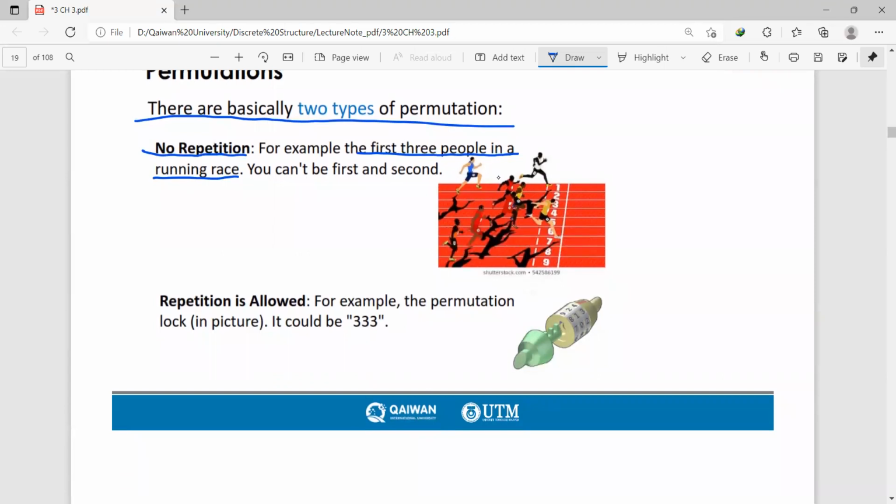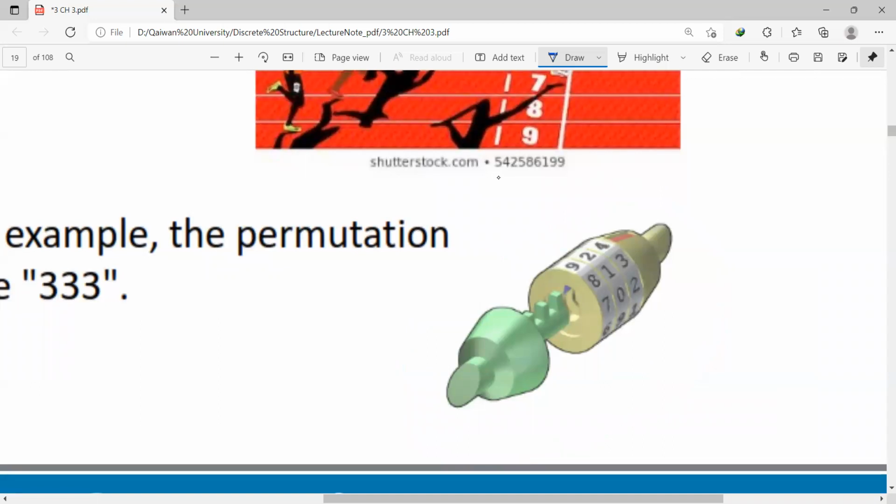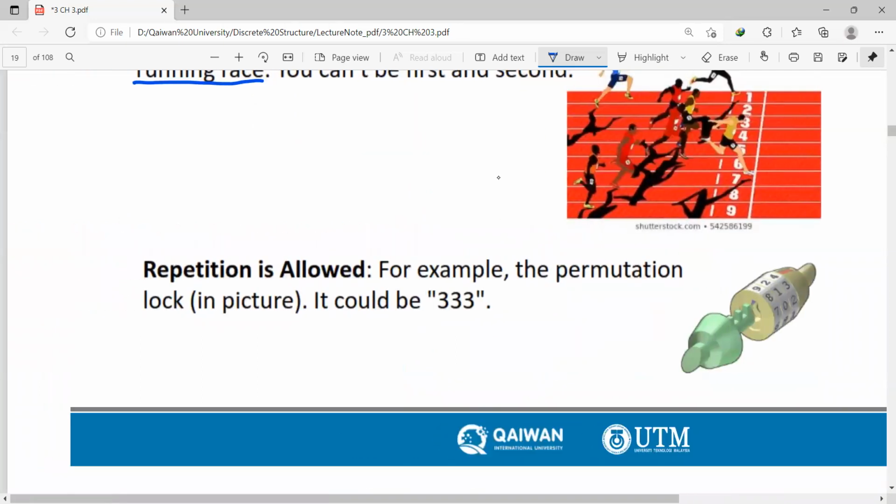And here, for example, for creating the password or lock number of something, we could use repeated numbers or letters, okay? Here we have this locker with only 3 items. The 3 items could be 333, or it could be 4, let's say 2. We have repetition here also. So here, repetition is allowed. And this is the example.